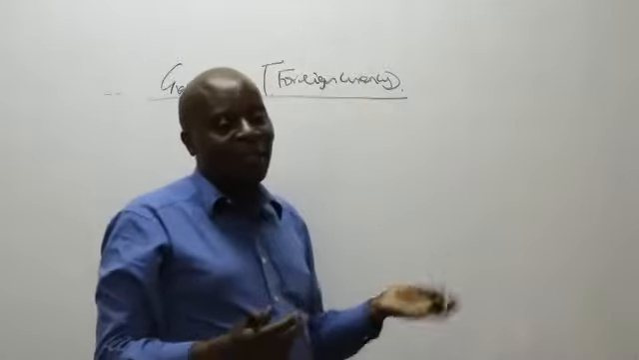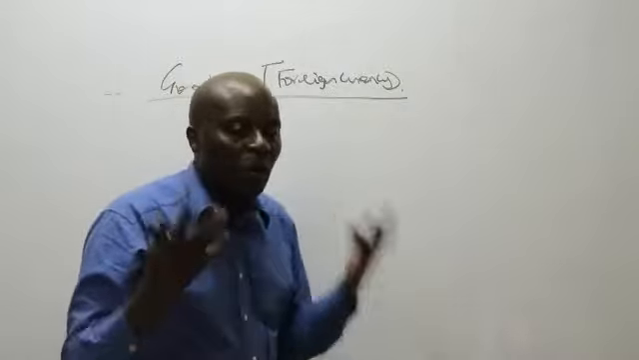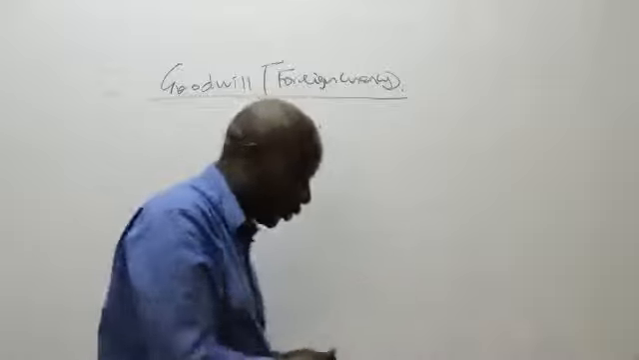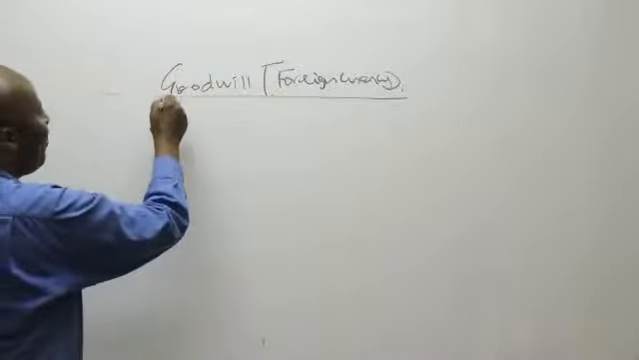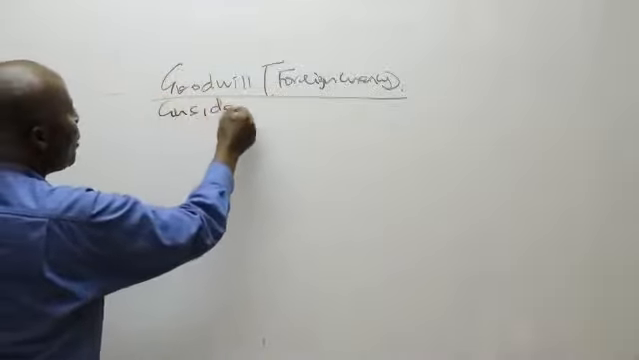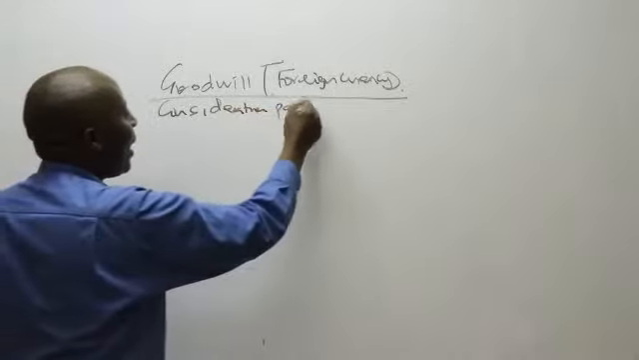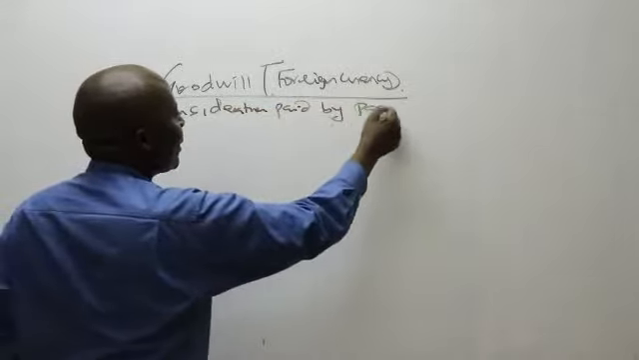Goodwill is the easiest thing. You give us the consideration paid by the parent.